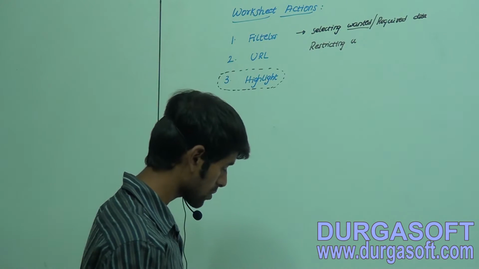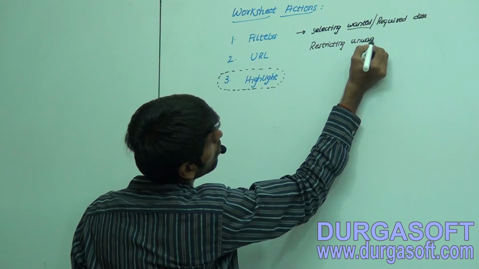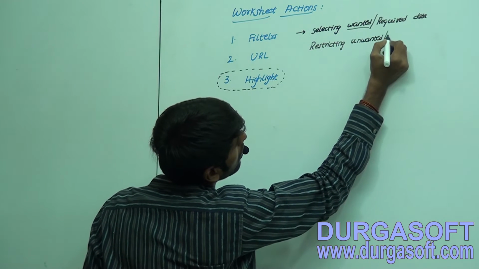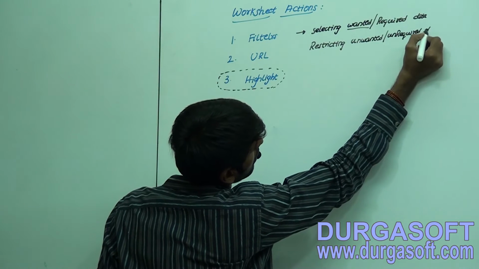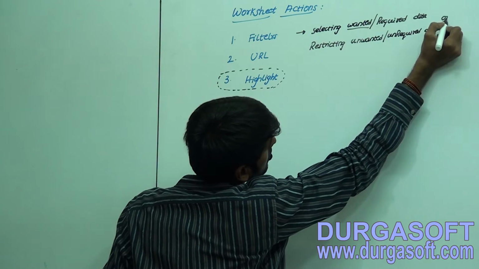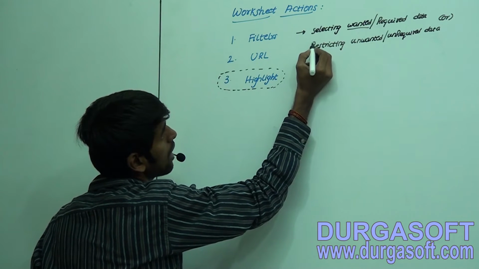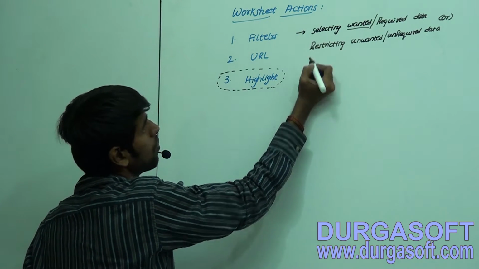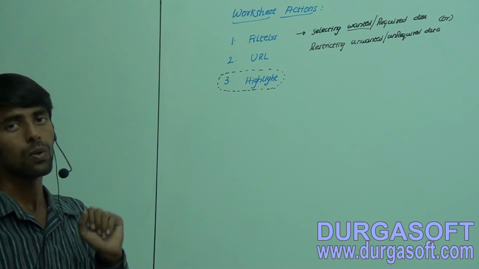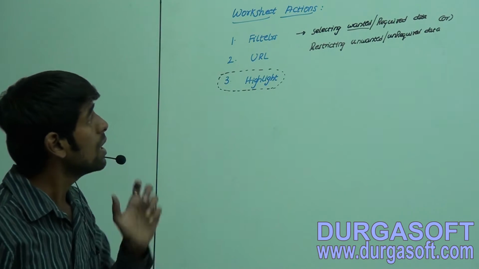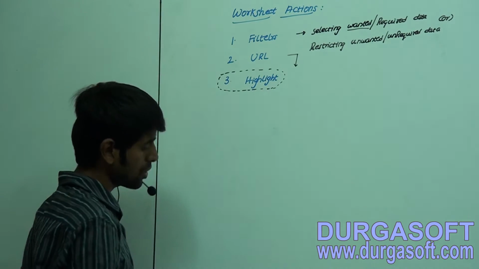Okay, now, restricting unwanted or unrequired data. Okay, this is the definition, or the exact meaning of filters. See how this single phrase is going to work in our Tableau is very, very important. We are going to learn about this from scratch. No need to worry. Now, what is meant by URL? It is the same thing, no need to discuss it much.